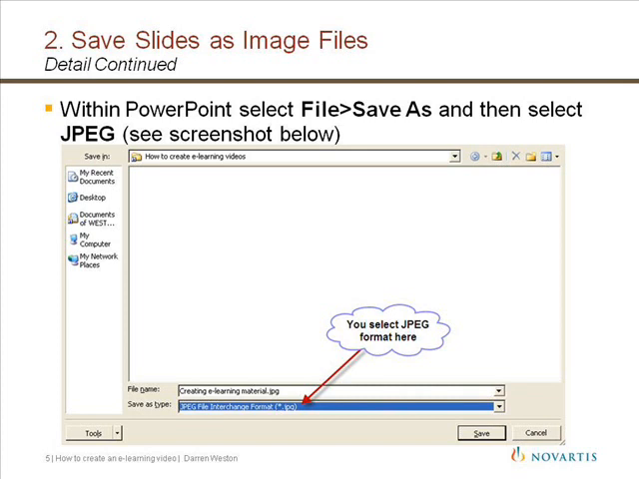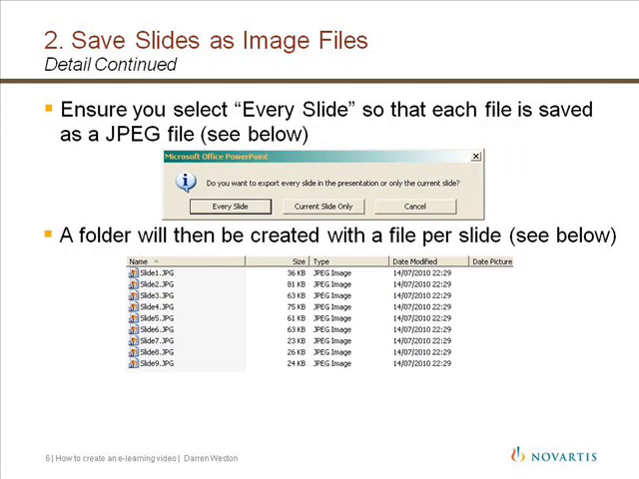So to save the slides as individual image files, within PowerPoint you select File, Save As, and then on the Save As type box you select JPEG. You are then presented with a box which asks you whether you want to export every slide in the presentation or only the current slide, and obviously here we want you to select every slide. Then within Windows Explorer, if you go to the folder where the presentation was originally stored, you'll find a folder, and within that folder there will be a file per slide created.